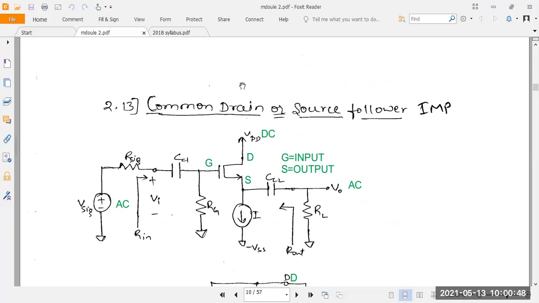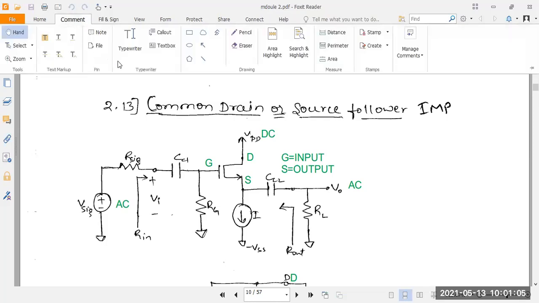Same, you take the MOSFET here. The gate is connected to the input AC source. The source is connected to the current source. Then it is connected to the coupling capacitor, and then to the load resistance. See, they are written here.